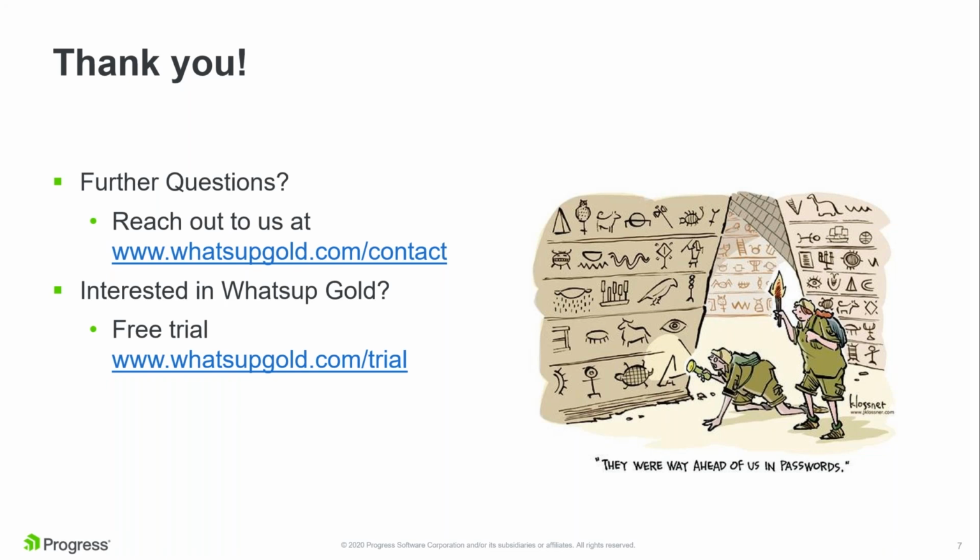If you go to whatsupgold.com, you'll find a link to an editions page that will show you exactly what's in each edition and what's optional. For specifics of what that's going to cost, you may want to reach out to our sales team and request a quote. They'll give you the specifics based on your actual network solution and what you're looking for.